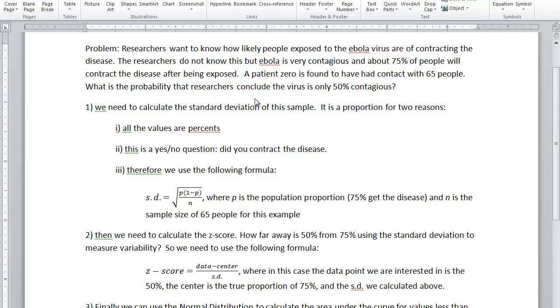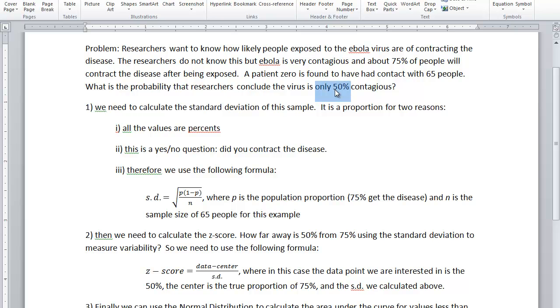Alright, so here is a video about calculating the probability of something occurring, okay? So basically what we have is a population with a value that the researchers don't know, but we're told that 75% of people will contract a disease after being exposed, okay? So we actually know the population proportion for this particular problem, and then we're going to compare it to what a researcher might conclude. In this particular case, 50%.